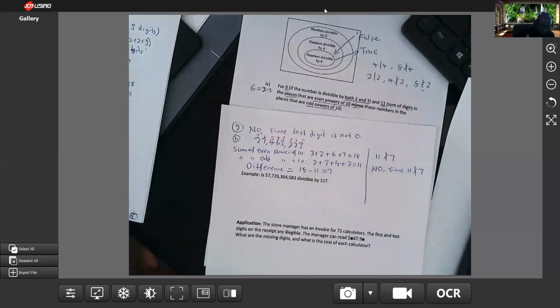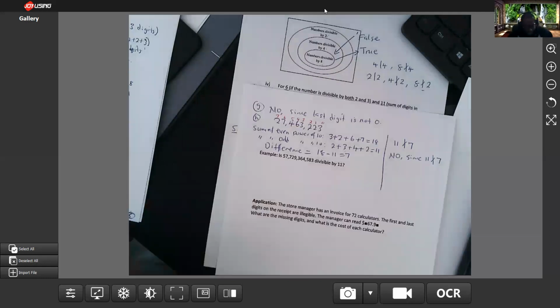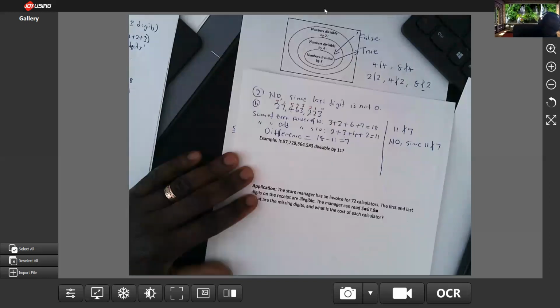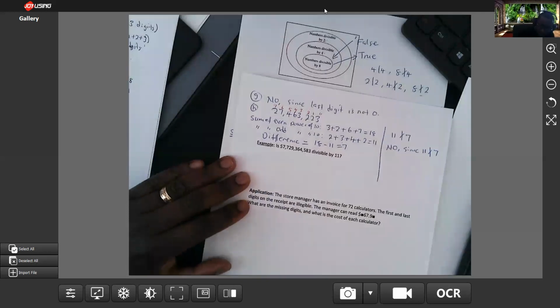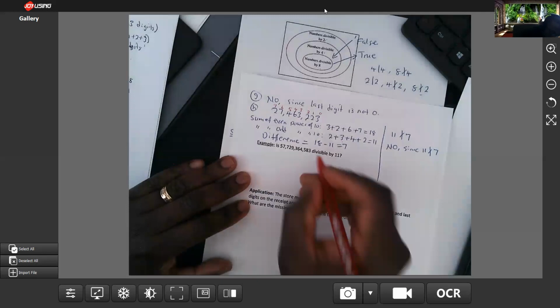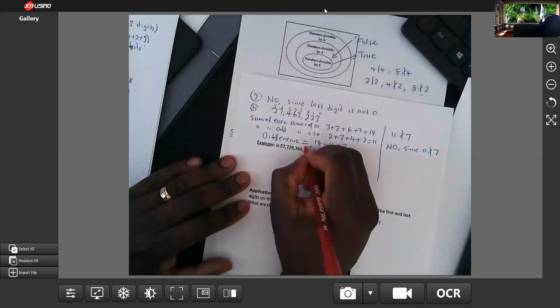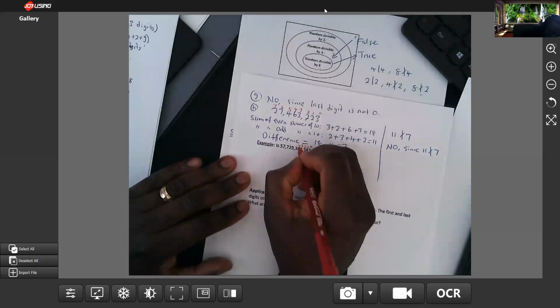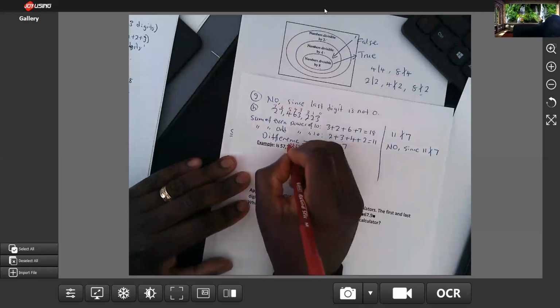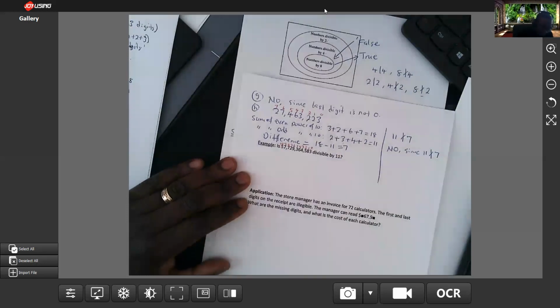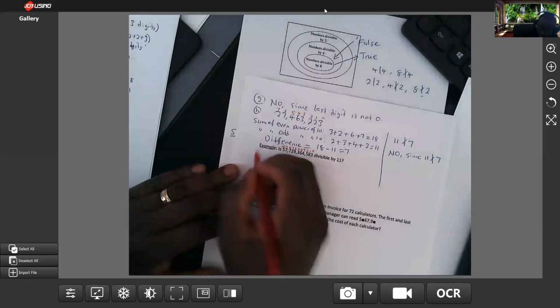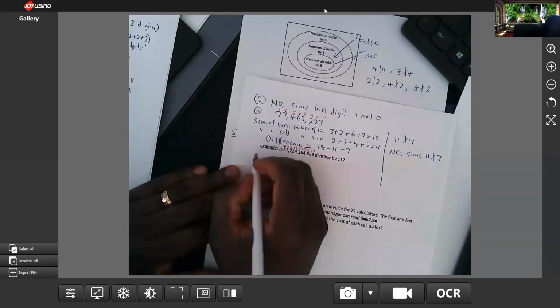Okay, so I thought I would give an example. Maybe this one will be divisible by 11, so that we see the difference. Now we do the same thing. Let me use a different color. You write the place values 0, 1, 2, 3, 4, 5, 6, 7, 8, 9, and then 10.